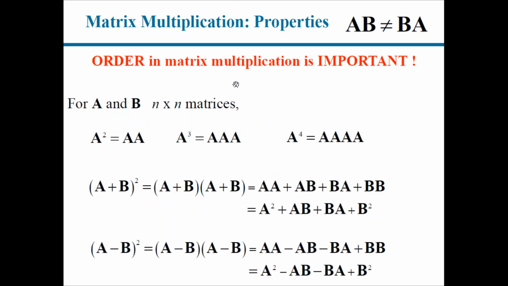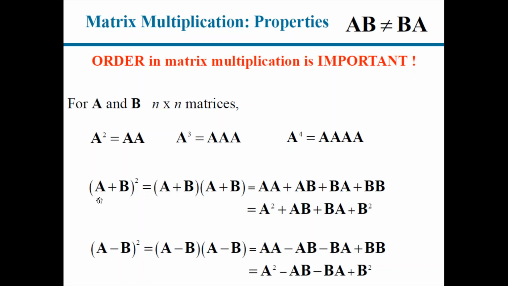Another interesting thing is when we have square matrices, A square is actually A times A, so we need to do the proper matrix product. We cannot just square numbers inside A. That doesn't work that way. We need to do the proper product of A times A. A cube is A times A times A, so we need to do again proper product. We cannot just cube everything inside A. That doesn't work that way. We need to do the proper product.